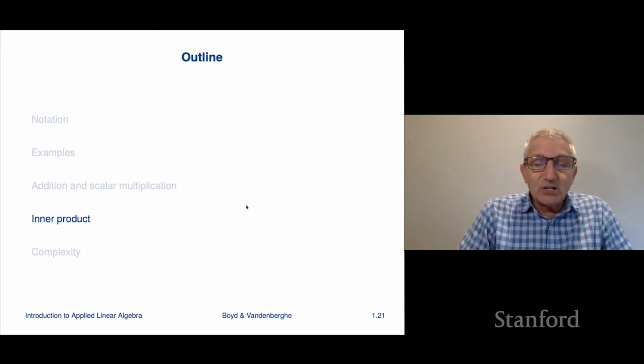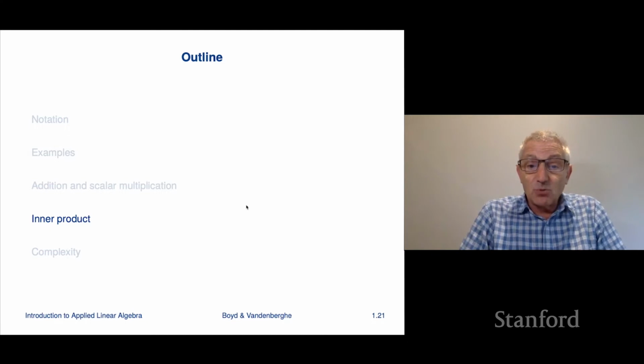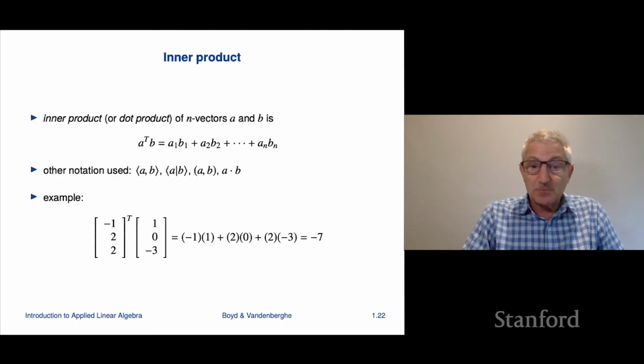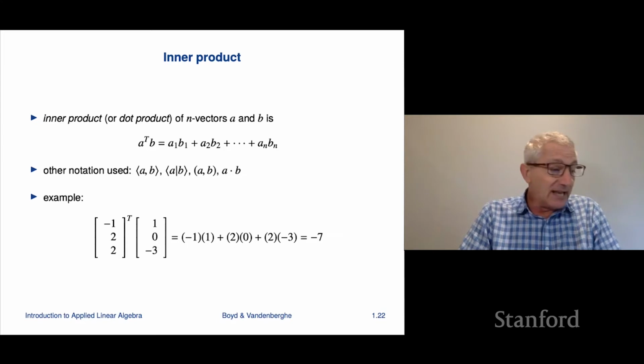In this section, we're going to talk about the inner product. That's an operation on vectors. It's a very important one that we're going to see and use a lot in the course. So the inner product, it's got a lot of other names. It's also called the dot product. That's a very common name.